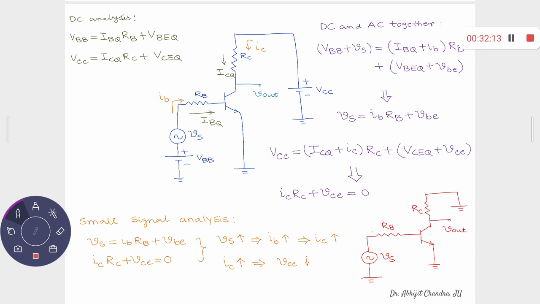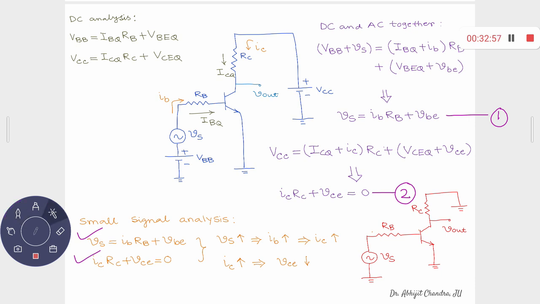So ultimately these are the two equations. One is this one, and the other is this equation. This is equation number 1 and this is equation number 2. So these two equations involve only the small signal quantities. Small VS is equal to small IB times RB plus small VBE, and small IC RC plus small VCE is equal to 0. So they involve only the small signal quantities. What does it mean actually? I have already taken these two equations into account over there.